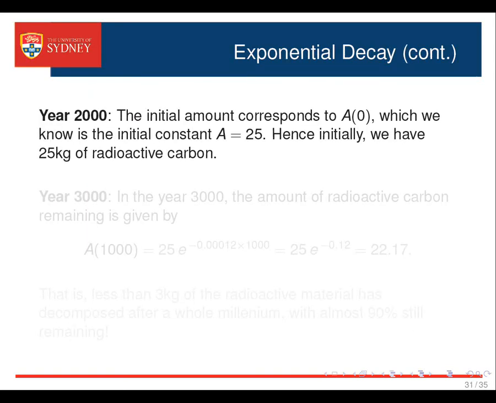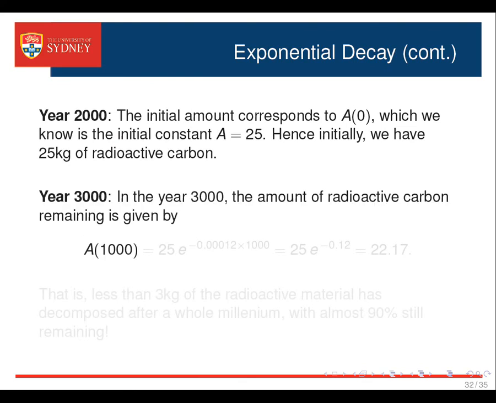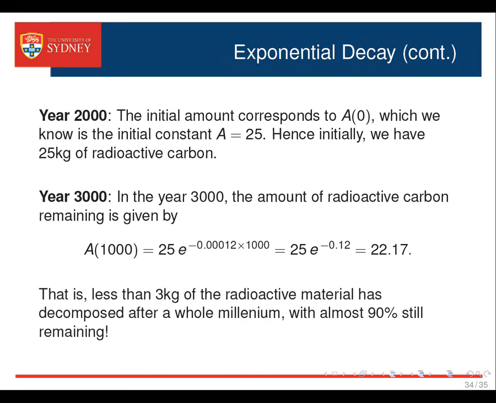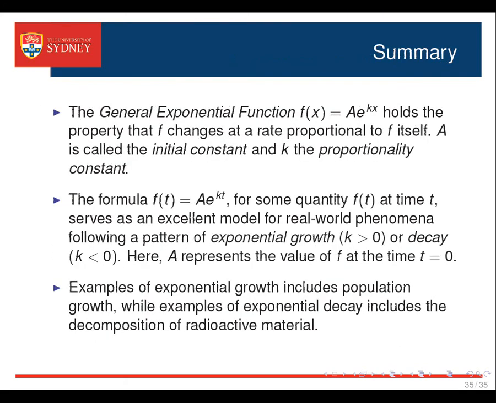The initial amount is given by the constant A, which is 25 kilograms. In the year 3000, the amount of material left will be A of 1000, which turns out to be roughly 22 kilograms. This shows that even after 1,000 years, we've still got around 90% of the material left. Here's a summary of what we've learnt in this module.